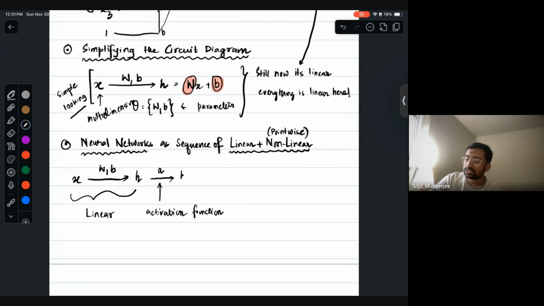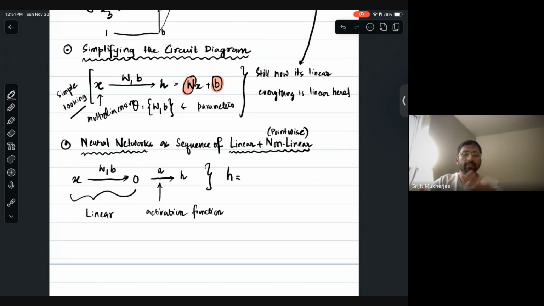Which you can call this output and this H final. So H is equal to the hidden output, you can say, which is nothing but the activation function of Wx plus B. Remember this. This is very important. It's called hidden.